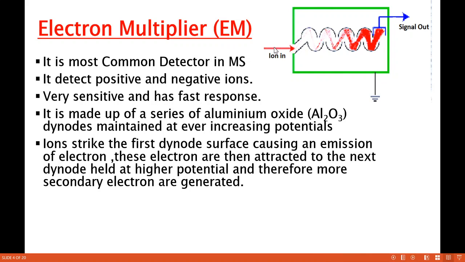Okay, it is clear. The ions come from this side. They strike the first dynode. Then they emit electrons. Those electrons are attracted towards the next dynode because it has higher potential. These electrons are again attracted by the third dynode which has higher potential than this one. So in this way we get secondary electrons at the last dynode and from that we get the signal output. Okay. So this is the electron multiplier.